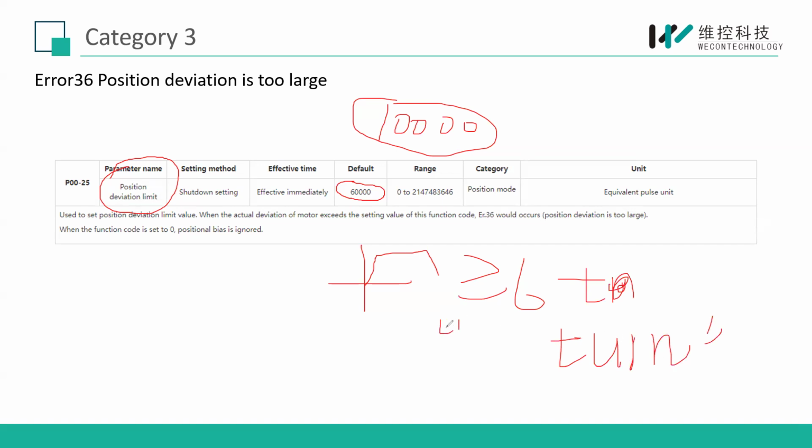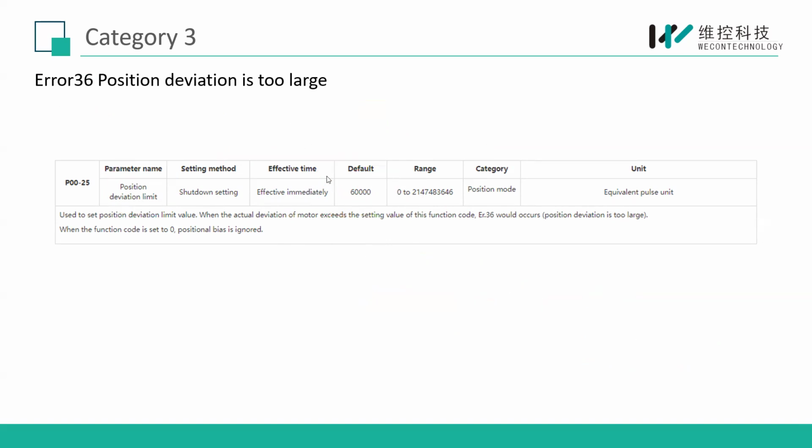So you can see we can increase this value to slow down or delay this error from happening. But if we don't solve the underlying problem, the position deviation will keep getting bigger, and at some moment it will finally reach this value and cause the error. So we need to find the cause, and not just increase this value.